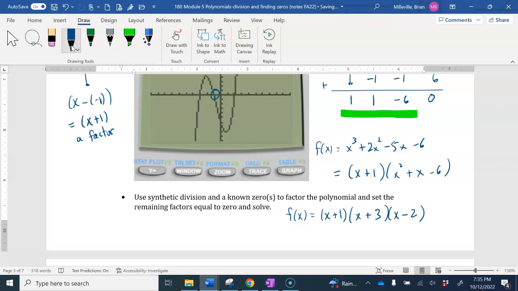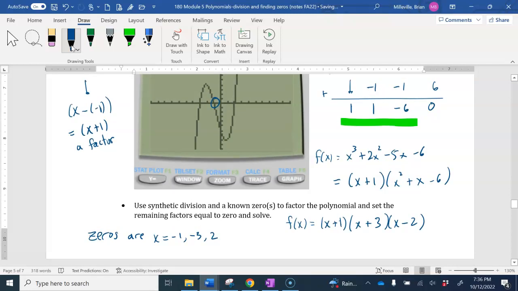If we want to know what the zeros of this polynomial are, they would be setting each factor equal to 0 and then solving. I'm skipping that here. We would get negative 1. We already knew that. We would also get negative 3, and we would get positive 2. And that does line up with what we're seeing in that screenshot of the graphing calculator. Okay, I'm going to do a couple more examples in another video.